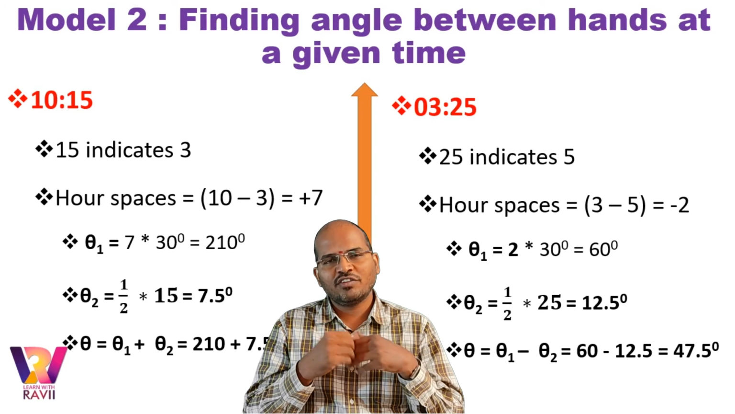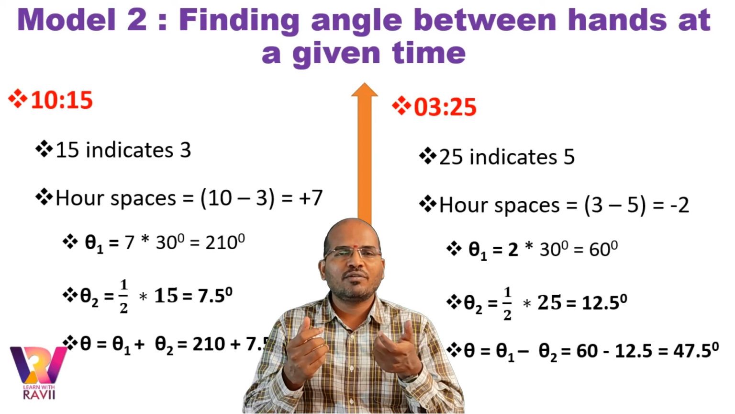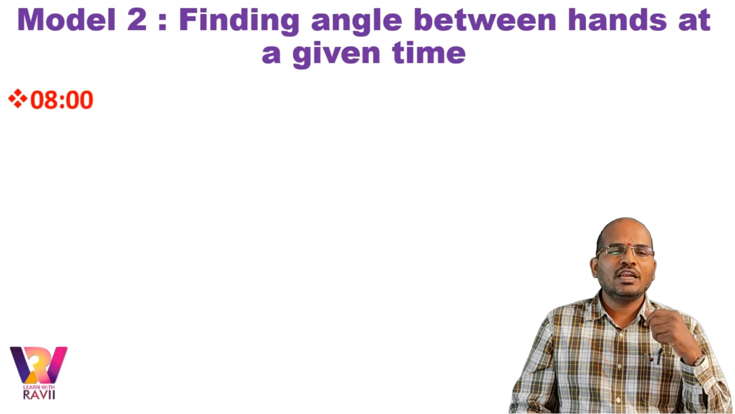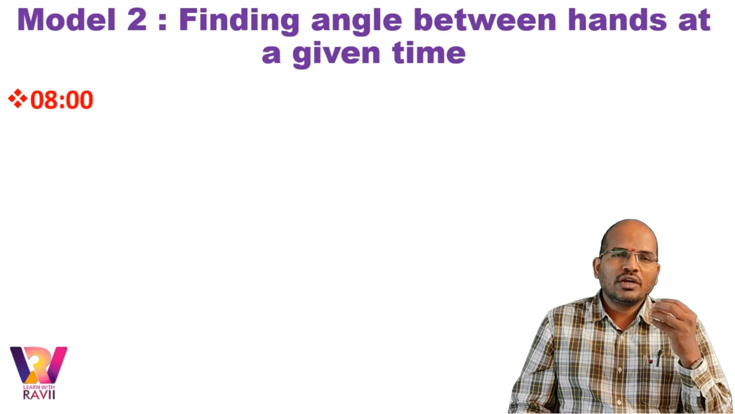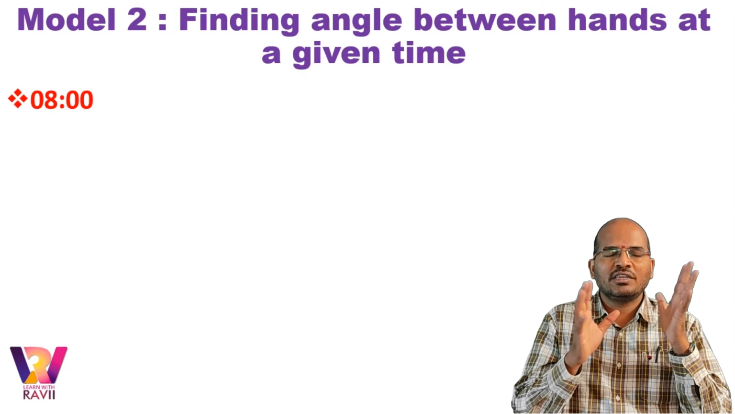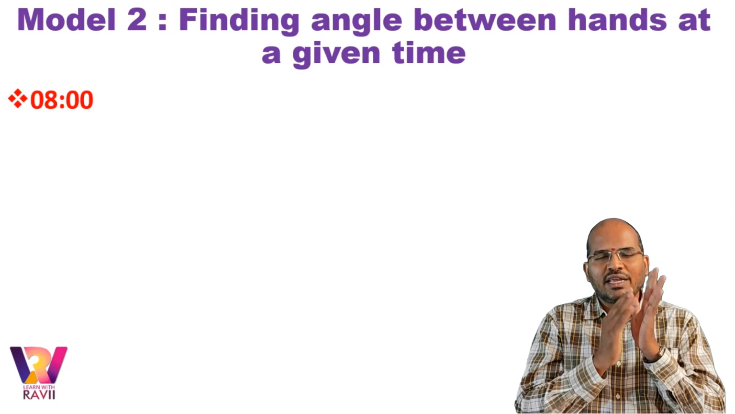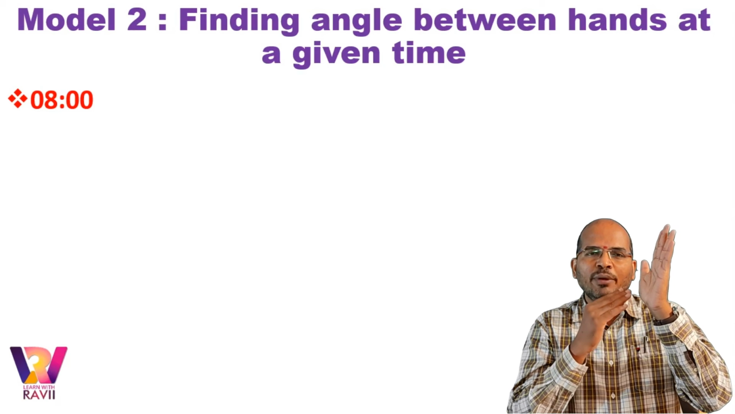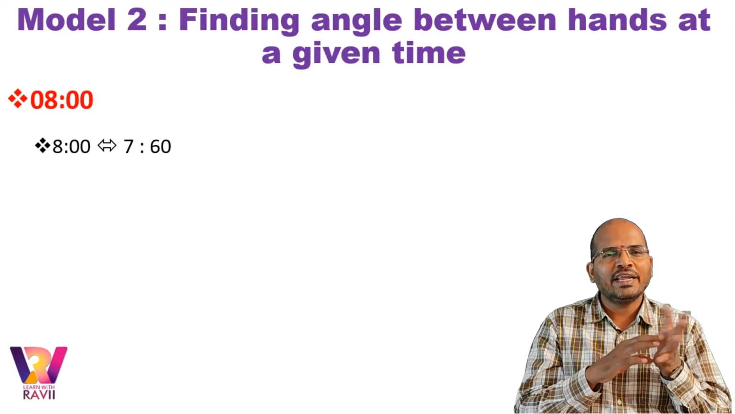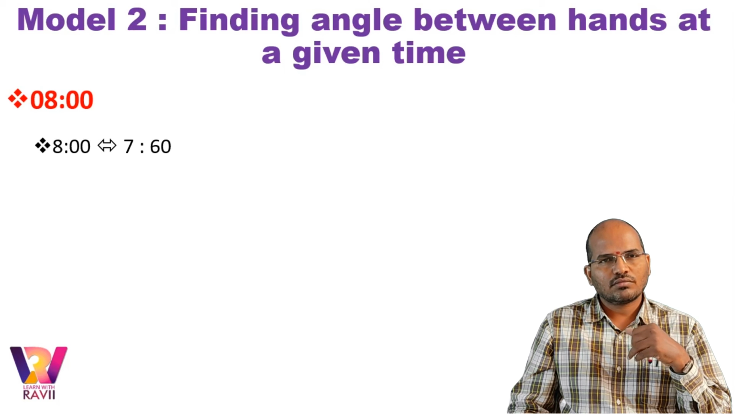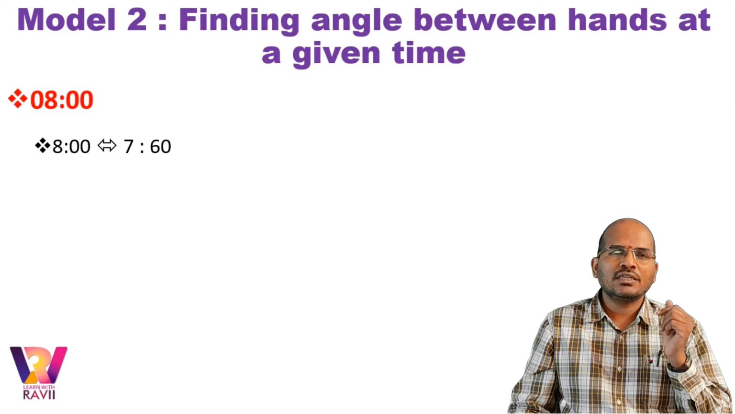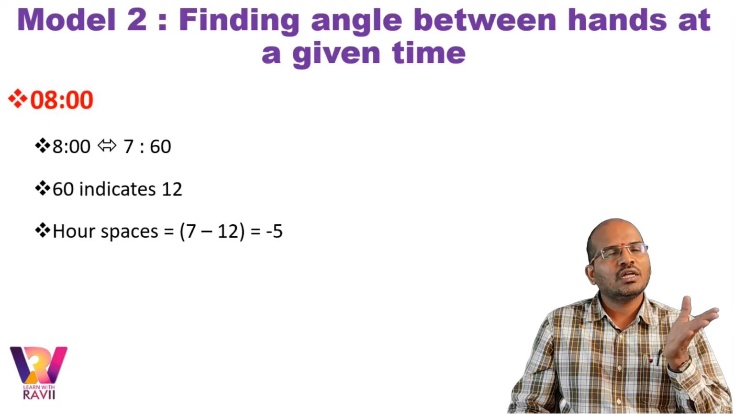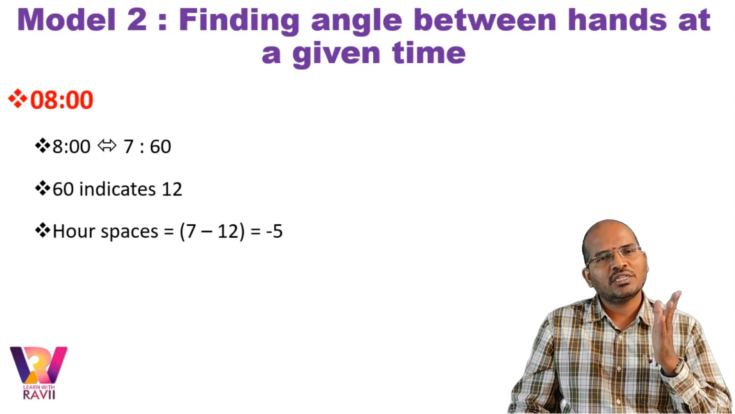And if you want the reflex angle, subtract it from 360 degrees, and you will get the reflex angle part. What is the angle if the time is given as 8? Students may again get confused. Just imagine 8. If the time is exactly 8, the minute hand will be at 12, the hour hand will be at 8. We can write 8 as 7:60, isn't it? Now 60 indicates 12. Now what is the hour spaces? 7 minus 12 is negative 5.